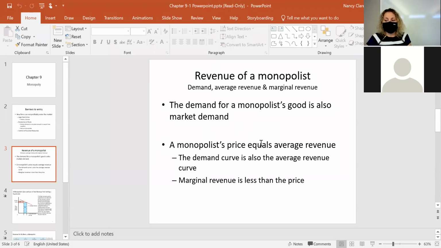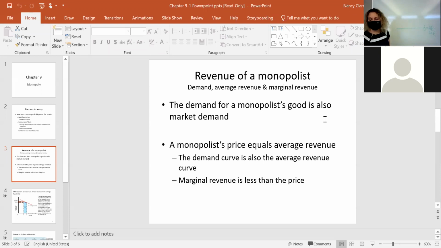A monopolist's price is equal to average revenue. We're telling you this because if you remember, in the last chapter we had this perfectly horizontal firm demand curve that was equal to average revenue, that was equal to marginal revenue. Well, that doesn't look the same as it used to under a monopolist market structure. So we're going to take these three pieces, demand, average revenue, marginal revenue, and explain to you how they look different, okay?